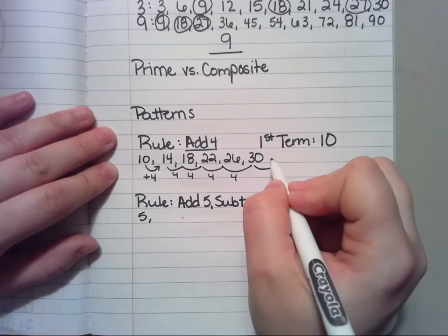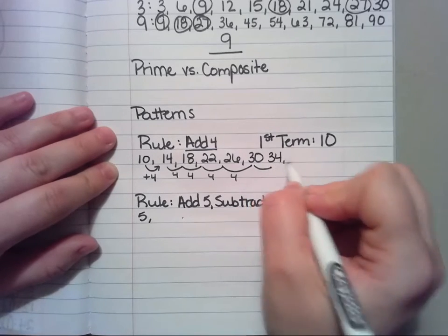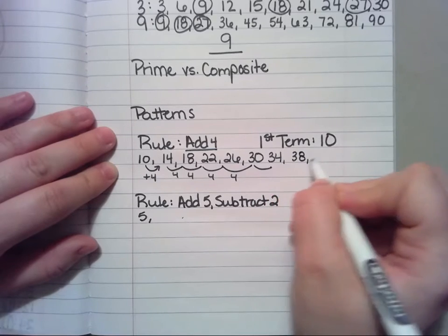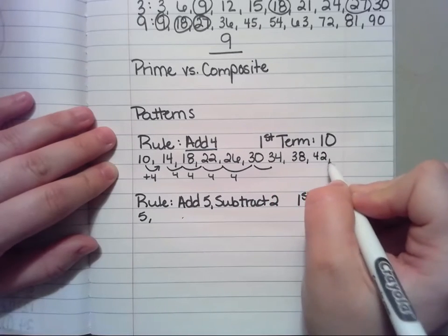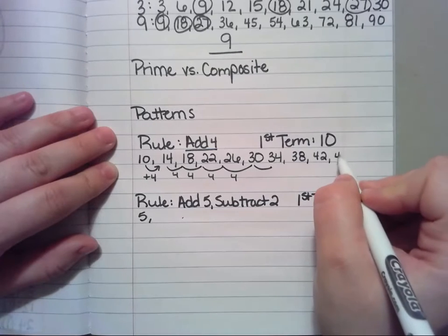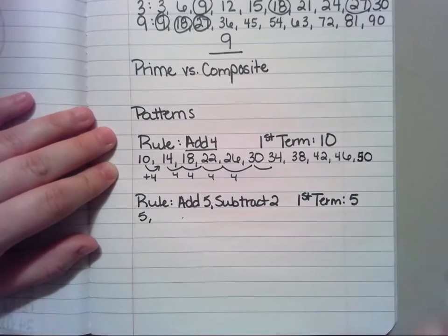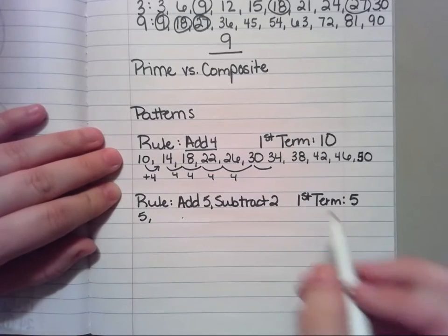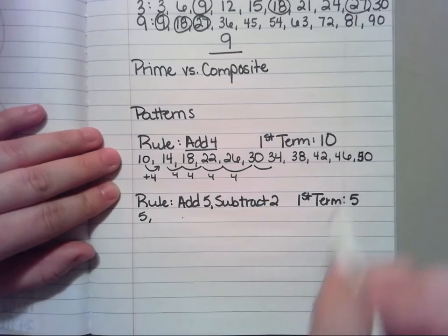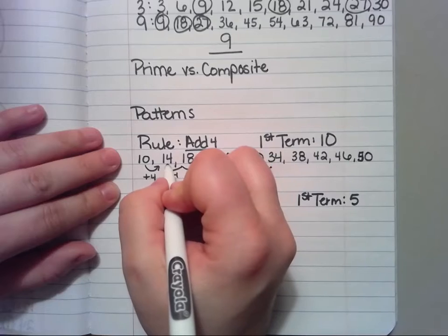So then I jump. I get 34, 38, 42, 46. I'm just going to finish it out with 50. What do you notice? What's another pattern you notice here?